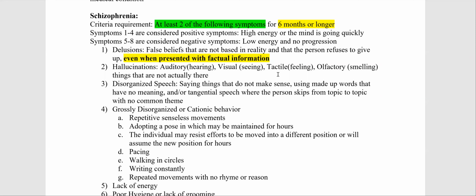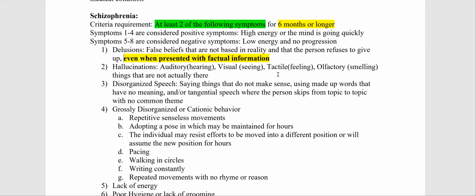Disorganized speech, saying things that do not make sense, using made-up words that have no meaning, and or tangential speech where the person skips from topic to topic with no main theme, and it's hard for you to keep up with what they're saying. Grossly disorganized or catatonic behavior, so repetitive senseless movements, adopting a pose or position which may be maintained for hours. The individual may resist efforts to be moved, or if they are moved or put into a different position, they assume that new position for hours as well.